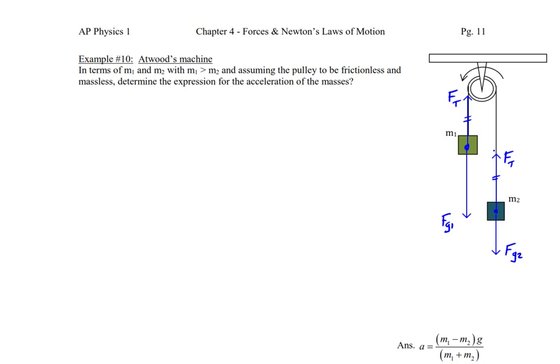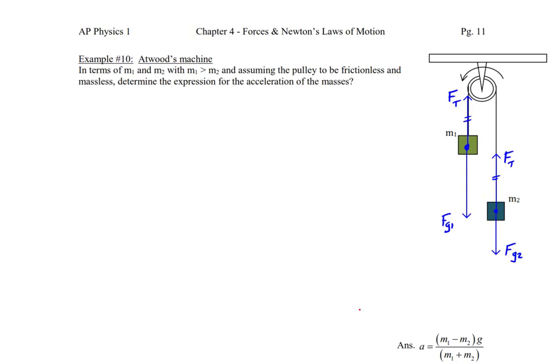And we're assuming that the pulley is frictionless and has no mass. And so that's okay to say that the tension on the right side of the string and the tension on the left side of the string are identical. Now the weights are not the same. You can see FG1 is bigger than FT, which makes it accelerate downwards. And FT here is bigger than FG2, which makes it accelerate upwards.